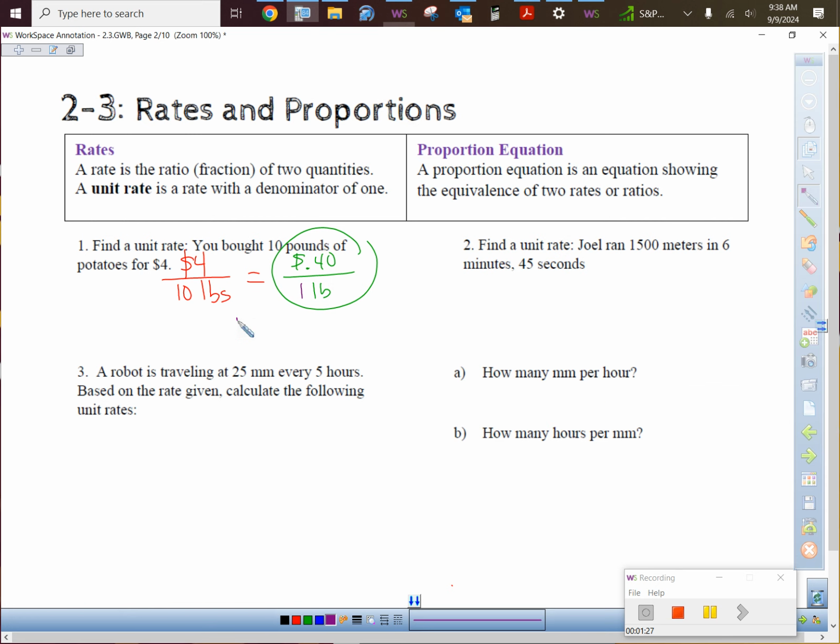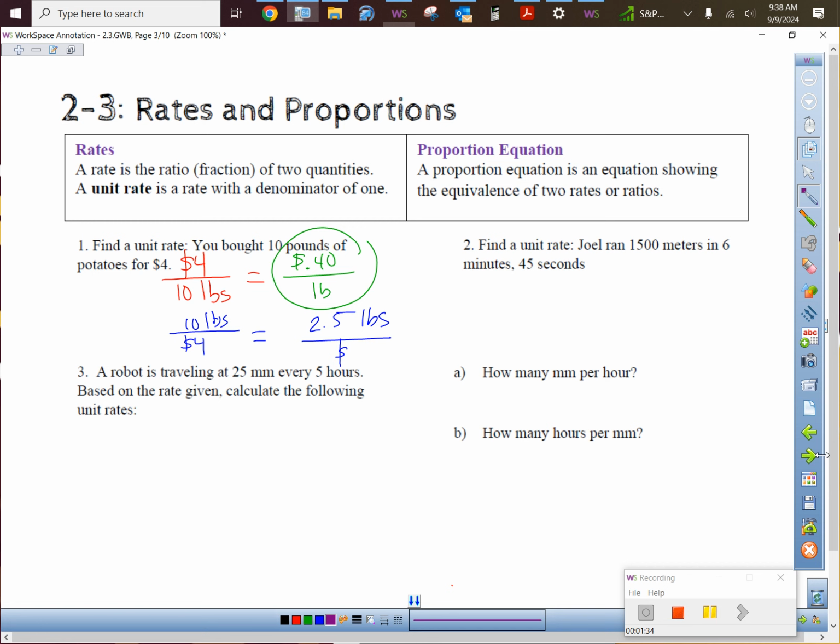But the labels really make a difference. So when they say find a unit rate, you would do that. Now, if you chose to do it the other way, there's nothing wrong with it. You don't have to write it down if you don't want to. But I think 2.5 pounds per dollar just doesn't make sense in my head. In the real world, I want to know how much it is dollars per pound. It's 40 cents for every pound of potatoes that you buy. So that's what I chose to do.